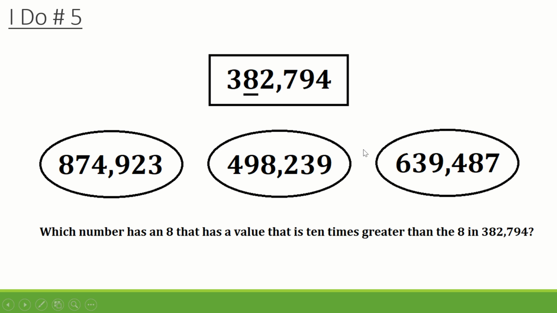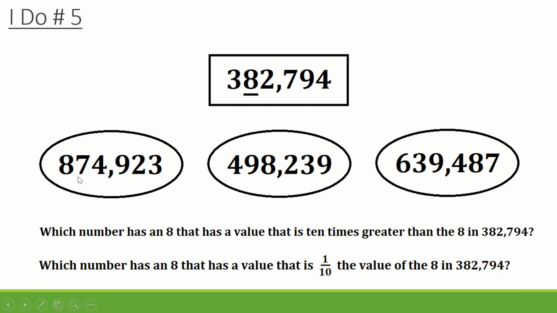Take a few moments to see if you can identify which of those 3 numbers answers this question. All right, hopefully you have identified that number, and the correct answer is 874,923. And that is the correct answer because 10 times 80,000 gets me 800,000. So of these three numbers, the only number that has an 8 in the hundred thousands place is this first one.